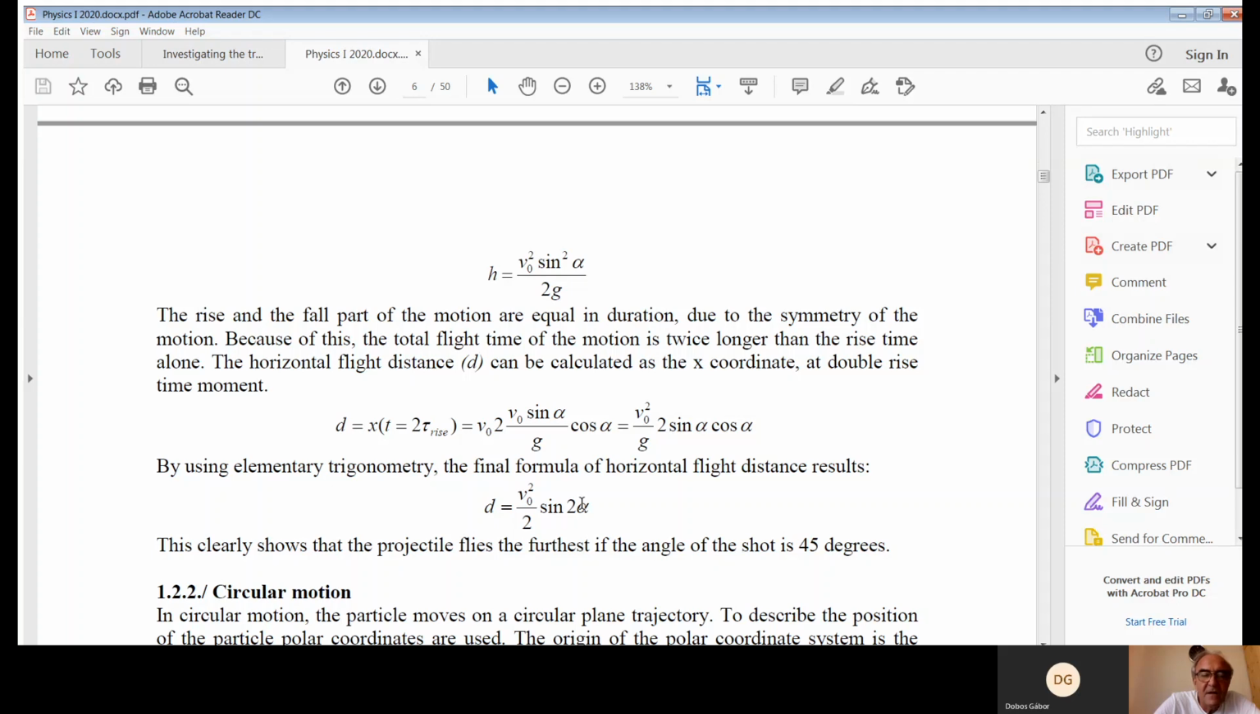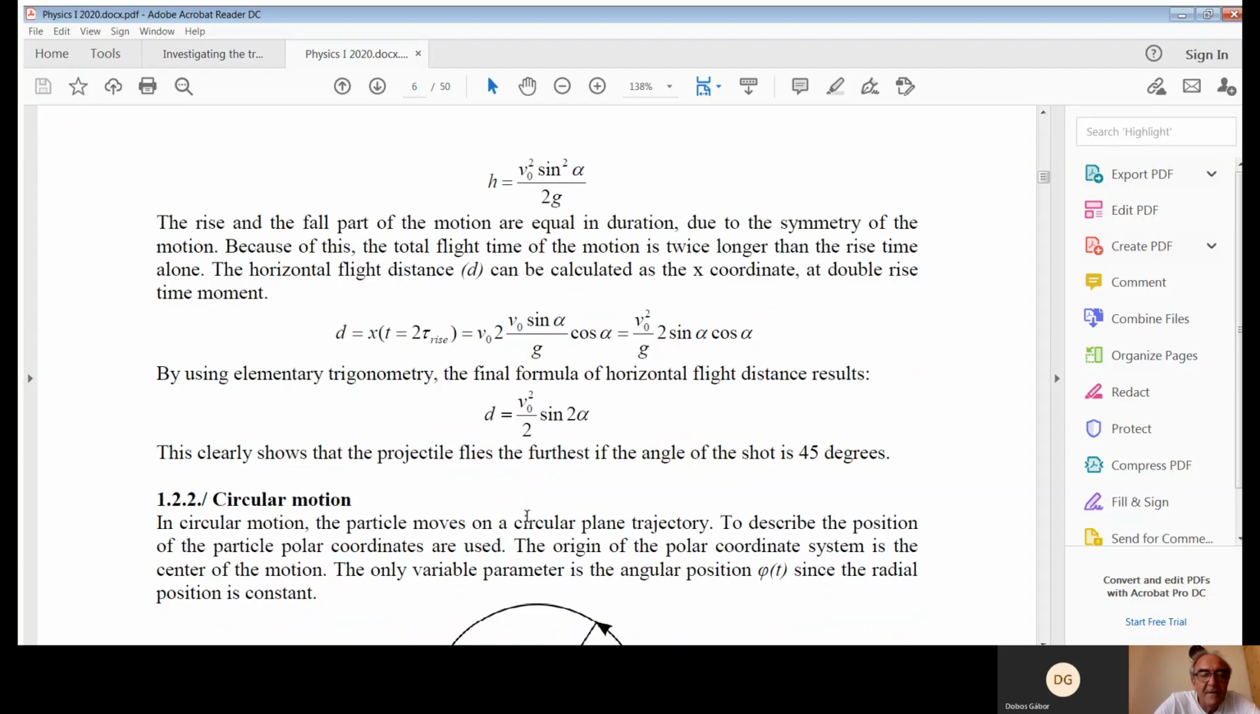Here we have, finally I found an error, gosh. Because it's not 2 but g here, it's an error. I was sure there was no error, and immediately I found an error. Sorry about that. So this is v naught square over g and not 2.